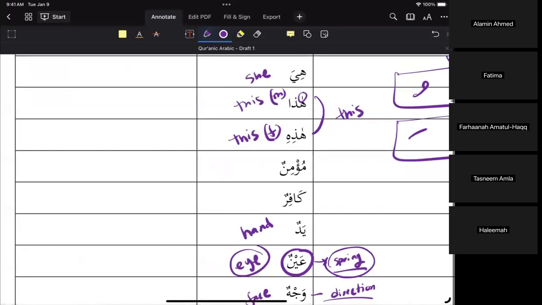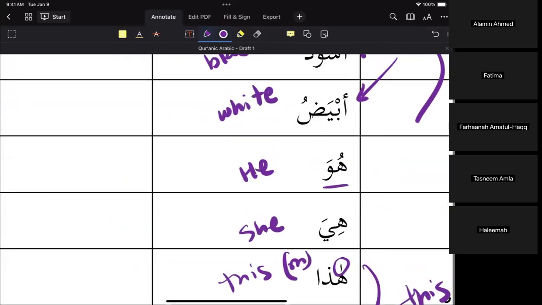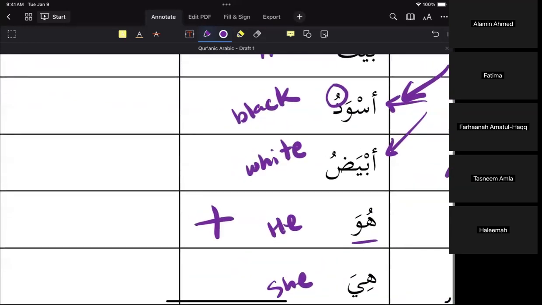I'll just do one or two and then inshallah move on. For example, you say mu'minun, you say al mu'minu. But what's going to happen when you say huwa and then add alif lam? Can you say al huwa? No, because this is a pronoun. It's just huwa. You can't. And what happens here when you want to say the white?